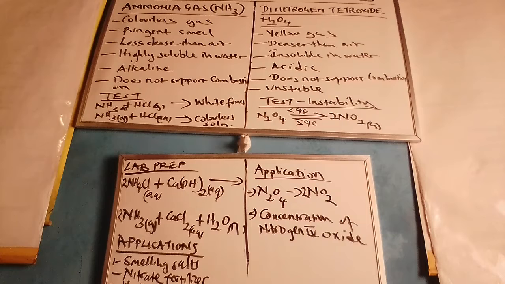So these are two distinguishing tests, and we find that ammonia is favorably confirmed present by conducting a test with HCl gas, followed with a test with hydrochloric acid. When you test it with HCl gas, we have seen that it forms white fumes, and when you test it with HCl solution, it forms a colorless product.